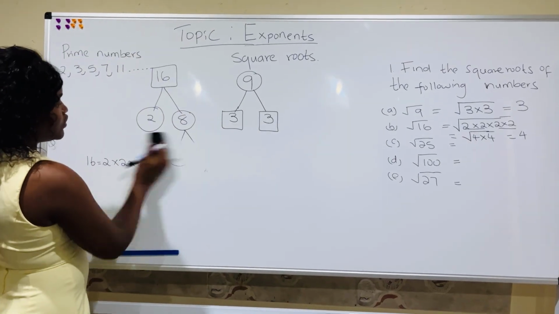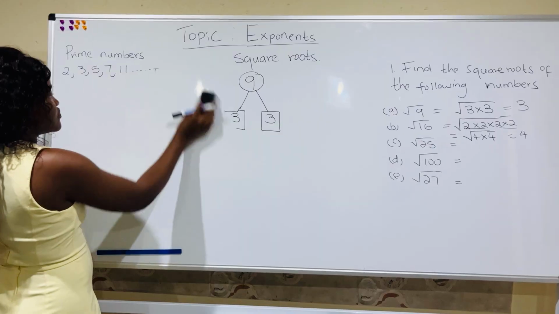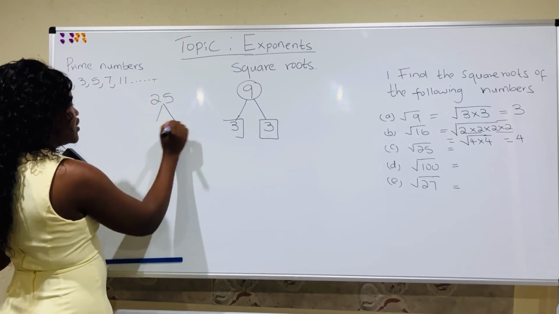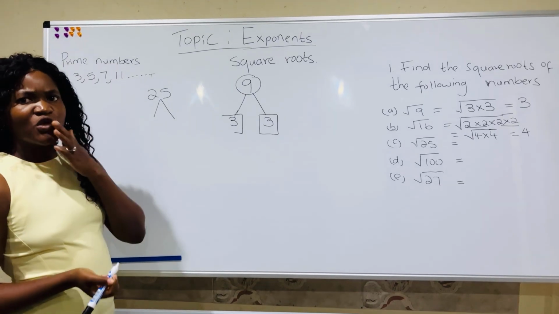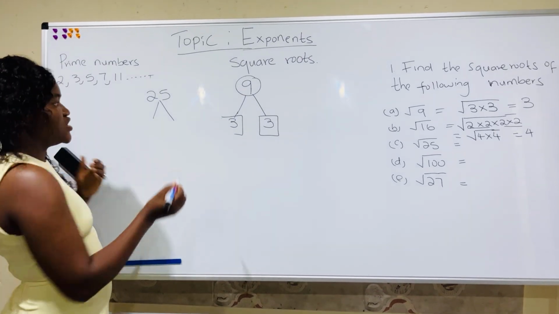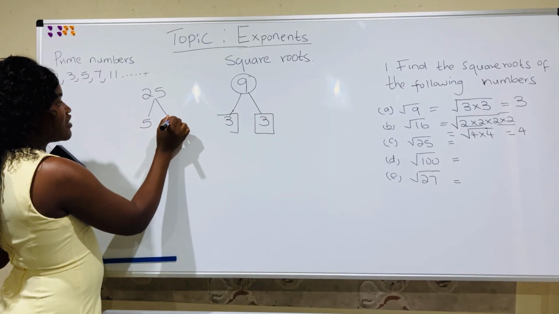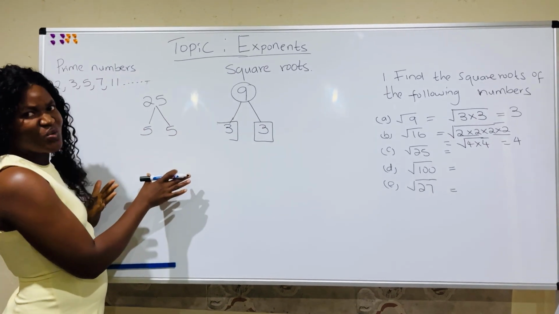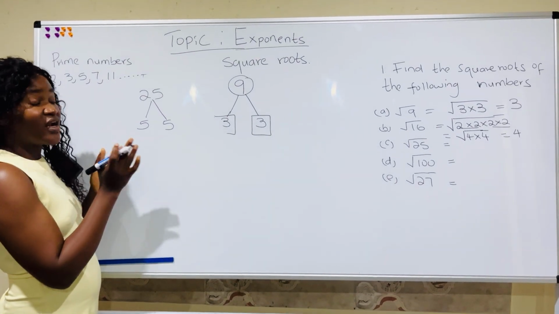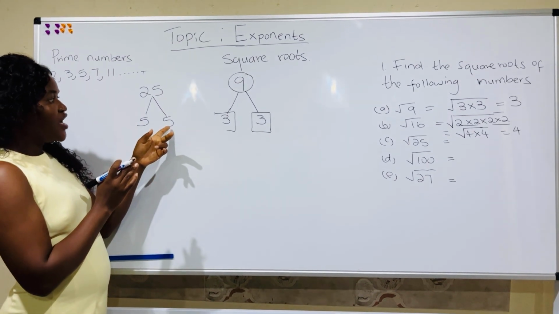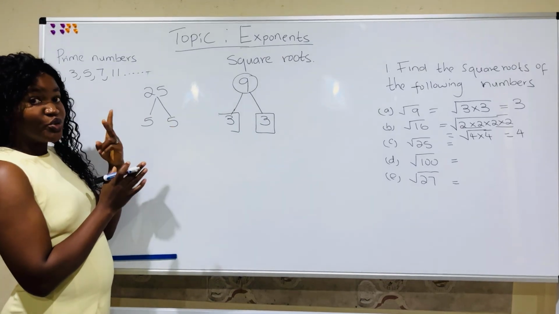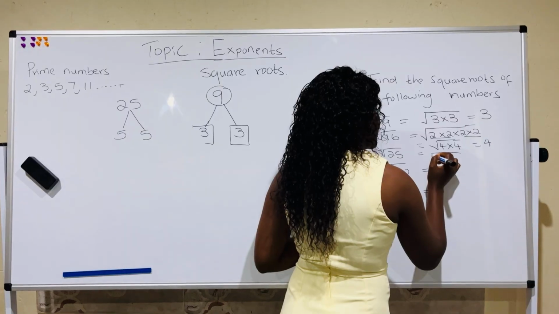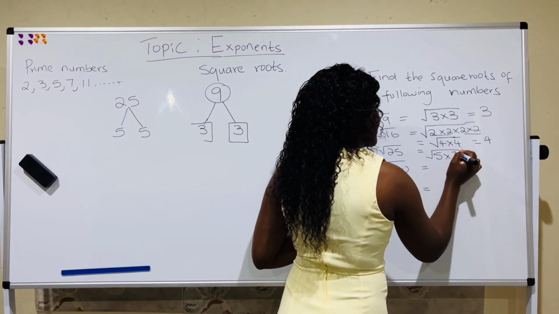So when we move to 25, let me erase here. We're just going to say 25, and then we look for the numbers that when we multiply them give us 25. Fortunately, it is 5 multiplied by 5. Because they are the same, we take just one of them, 5. So here we're just going to say 5 multiplied by 5.